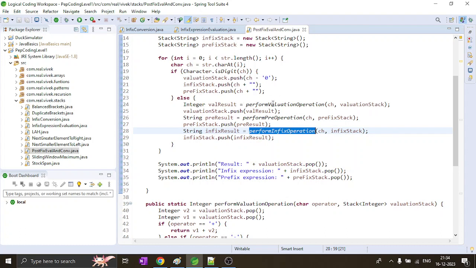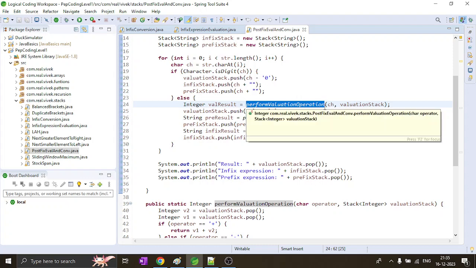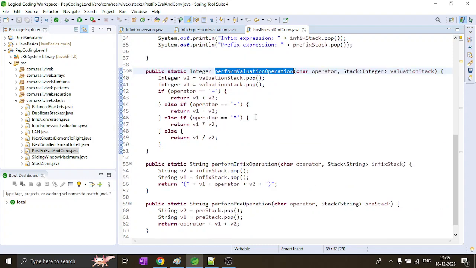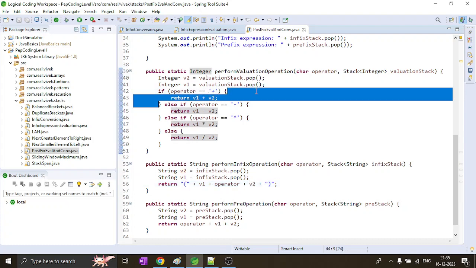But the only difference between the evaluation operation and the infix operation was that in the evaluation operation we were performing v1 operator v2 on integers. In the infix, we had strings basically, and we used to perform v1 operator v2, and we used to have these additional brackets as well. So yeah, that was all about the revision.